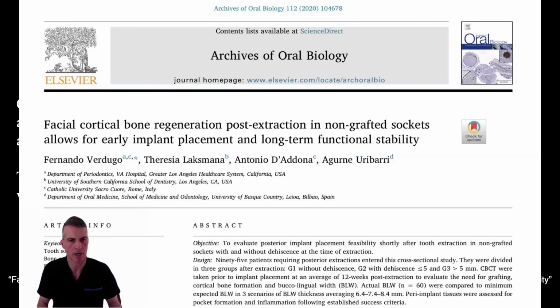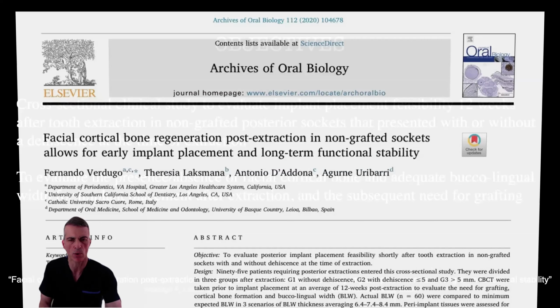We had a nice study published on basically what we see on 95 patients. This is a clinical study. We basically followed up patients that had extractions. This is on posterior teeth, though. Extractions and implant placement, roughly an average of 12 weeks after the extraction. So the study is clinical and also tomographic.